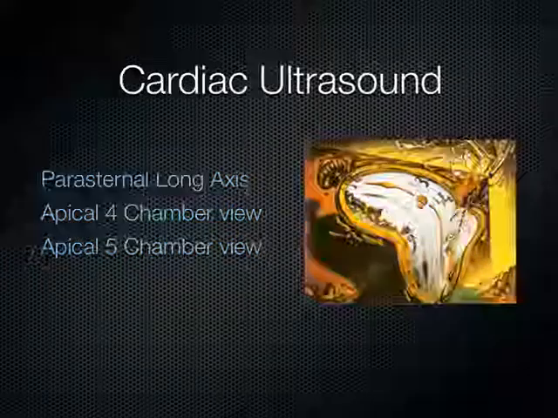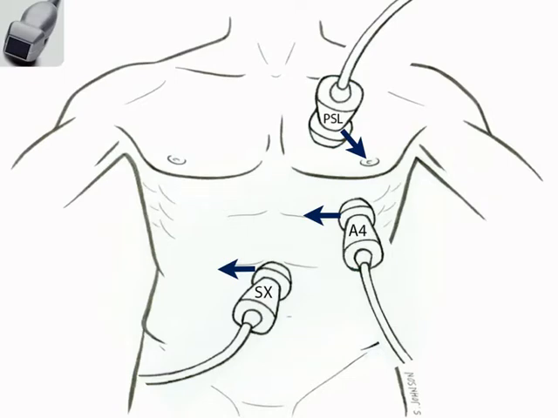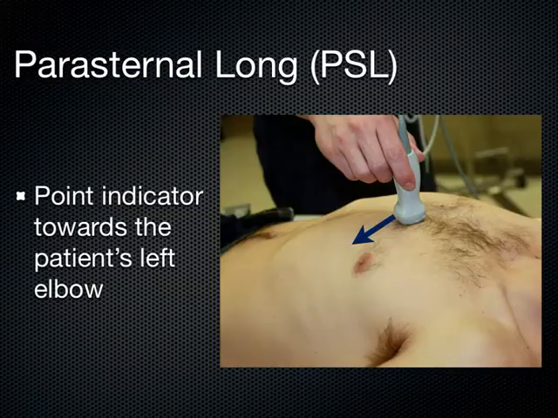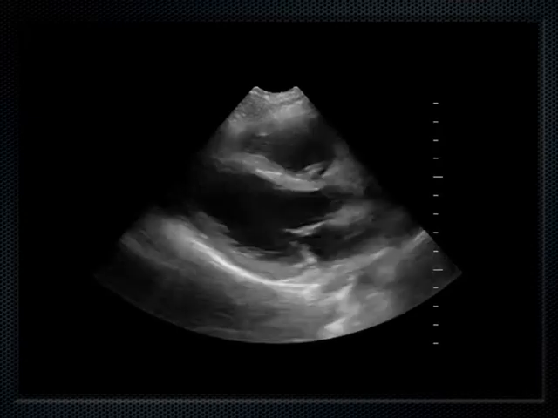So just recall that in the parasternal long axis, we have the indicator pointing towards the patient's left hip or left elbow, and the probe is right against the sternum. Apical 4 chamber and apical 5 chamber, for that matter, we've got the indicator pointing to the patient's right. And this is all with the dot on the left-hand side of the screen, which is the standard radiology configuration. So again, parasternal long, indicator to the left hip, and this is what it kind of looks like.